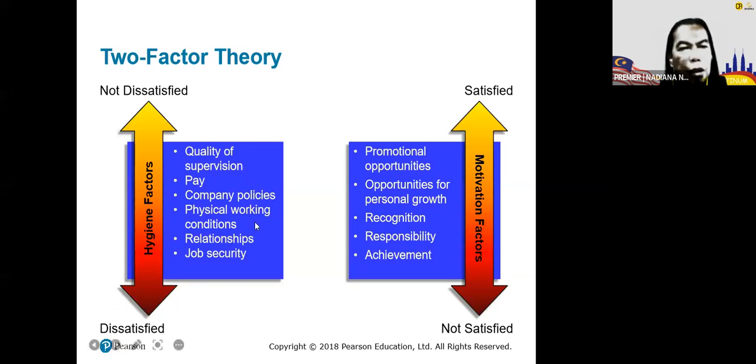This is a figure of the theory. On the left is not certified, and on the right is certified. On the right are motivation factors, and on the left are hygiene factors. Okay? We look at the motivation factors. Promotional opportunity: if you work in an organization, you get promotion, or you get a chance to get promoted. And then opportunity for personal growth. You can attend training or education, long education. The recognition: the boss recognizes what you did. Next is responsibility. They give you new responsibility.